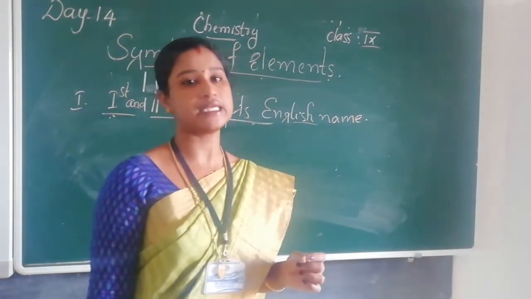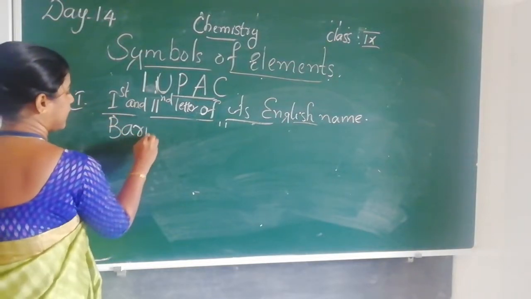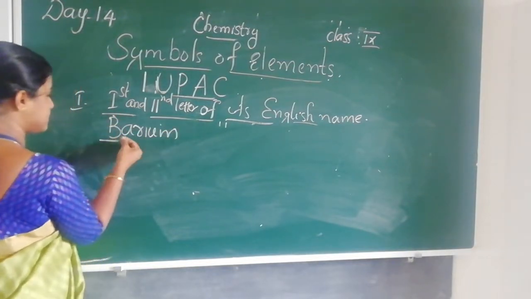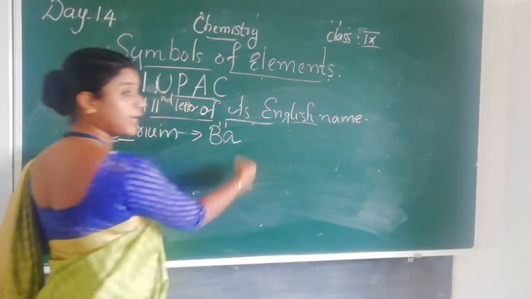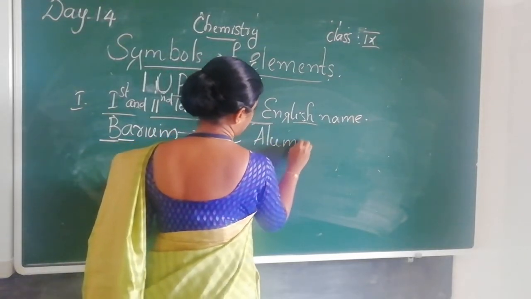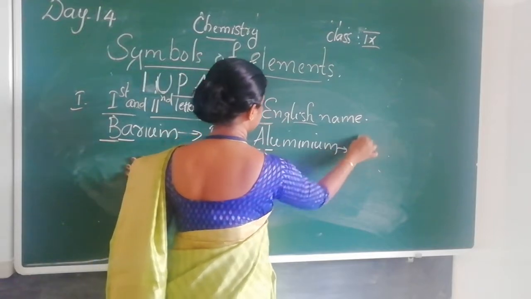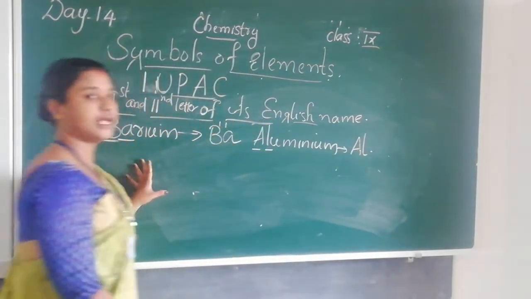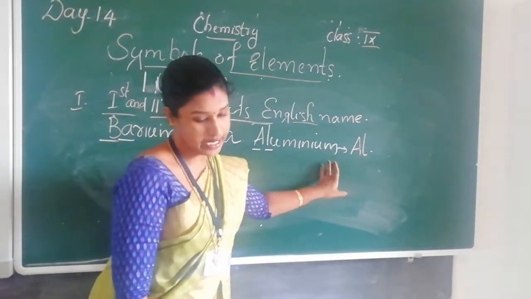The first one is barium. First is B, second is A. So what is its symbol? BA. Okay, aluminium. First A, second L. So its symbol is AL. First is barium, BA. Second is aluminium, AL.